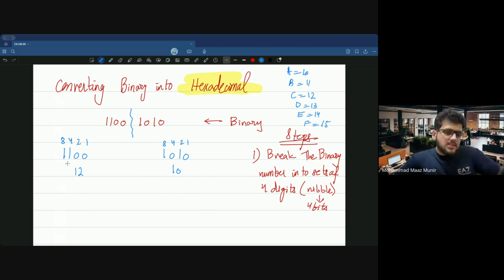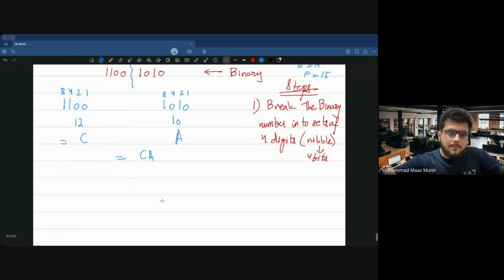So now, what is 12? 12 is a C, right? So I'm going to be writing it as a C. And then what's 10? 10 is basically A. So your final answer is CA. Exactly. Does it make sense, guys?